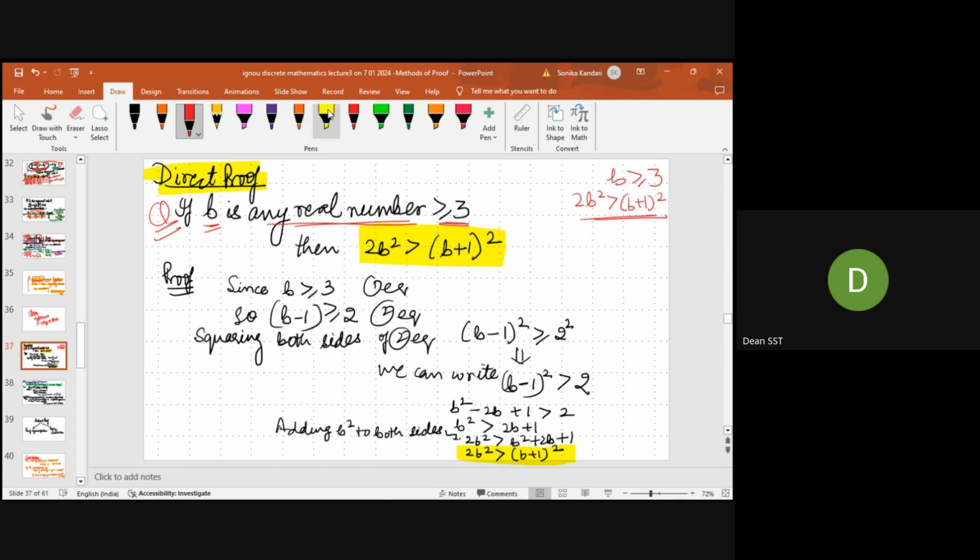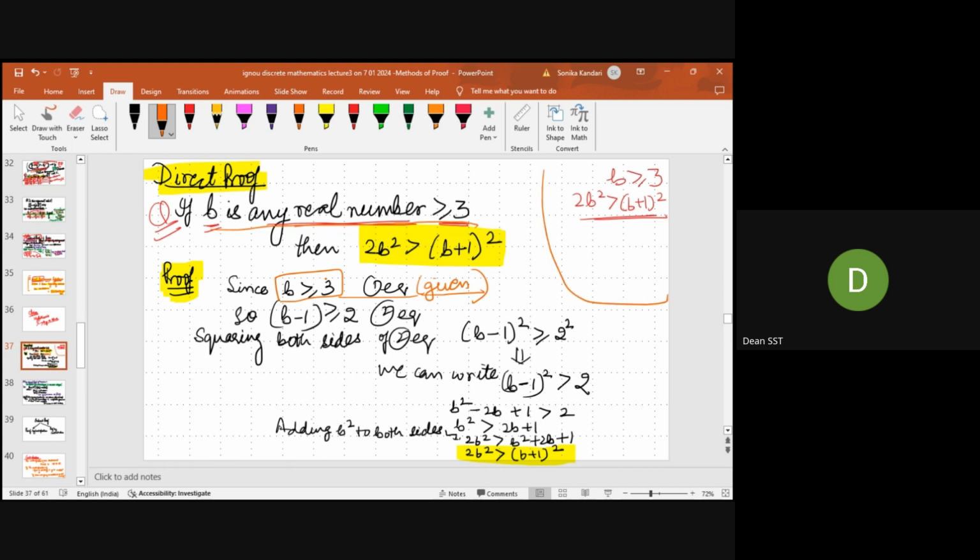So direct proof is one of the tricky methods to prove. Fine. Now, we know that B is greater than or equal to 3. How do we know that? It is given. It is given that B is any real number greater than or equal to 3. This is our equation 1. It is given.